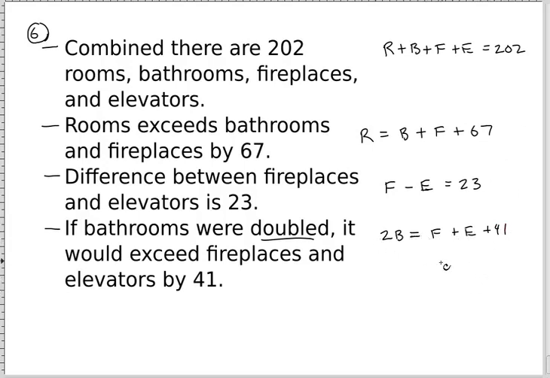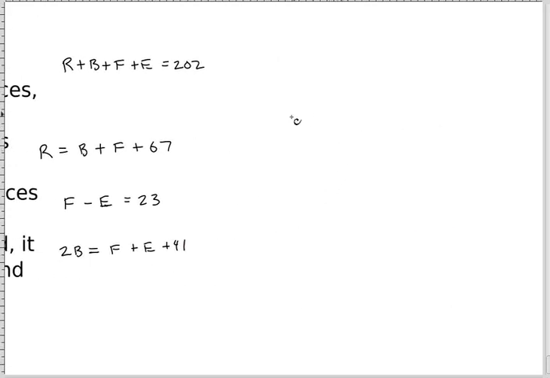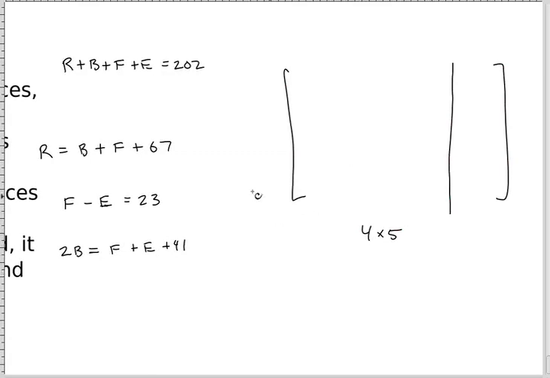Okay, so these are the equations that we extract from the words. What I need to do now is put these into a matrix. And so my matrix is going to be larger than other times. This is actually going to end up a 4 by 5 matrix because you got rooms, bathrooms, fireplaces, elevators, and then equals a number. And we have 4 different equations, 5 different variables. Here we go. So when I'm looking at this equation here, I got 1R, 1B, 1F, 1E, 1, 1, 1, 1, 1 equals 202.